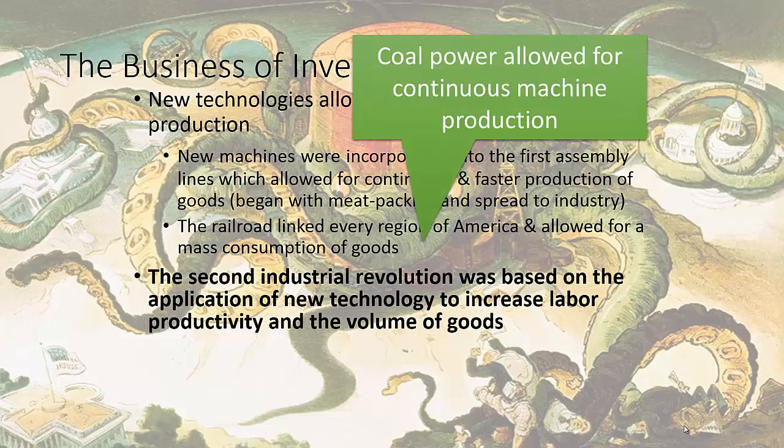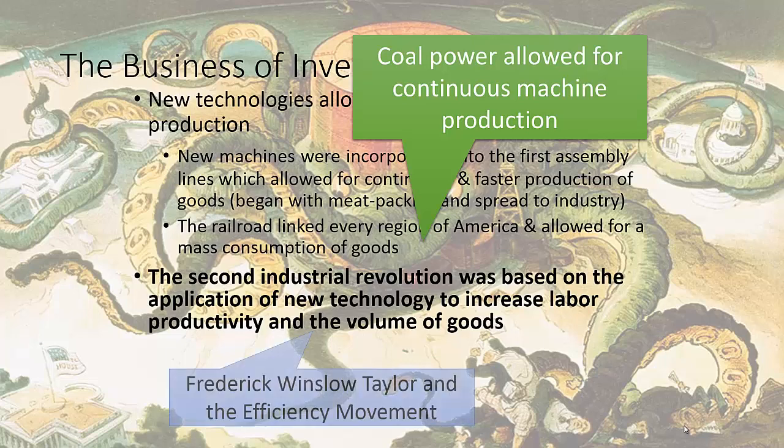Coal is allowing for continuous machine production, and we're going to see a shift from water fuel to coal fuel because coal also provides stronger power to the machines. And so the second industrial revolution in principle is based off of the application of new technology to increase labor and the volume of goods.